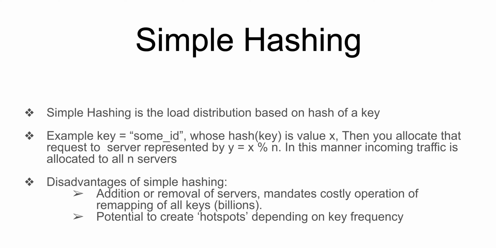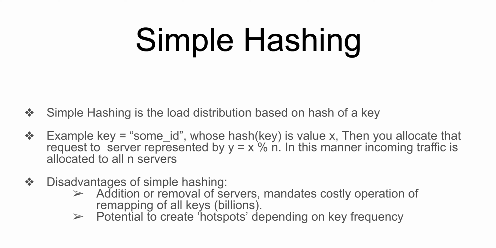with different n. So you have to remap all the keys to different servers. So you have to move around all the keys, and the number of keys can be in millions or billions, and so this can be a very costly operation. So that's the first drawback: addition or removal of servers, which is the change in the value of n that mandates a costly operation of remapping all the keys.